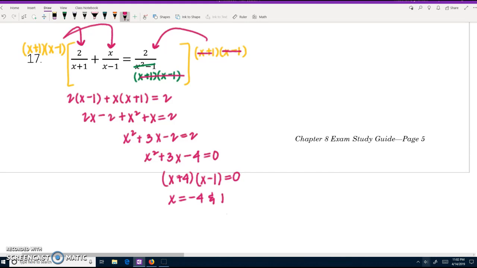Now we do want to go ahead and plug both of them back in, but the one that should draw our attention really quickly is this positive 1. This guy is not going to work because if I try to plug that in right here or right here, I would be trying to divide by 0. So if you plug this negative 4 back in, you will find that it works, but that the positive 1 is extraneous. So that is it for this review guide, you guys.